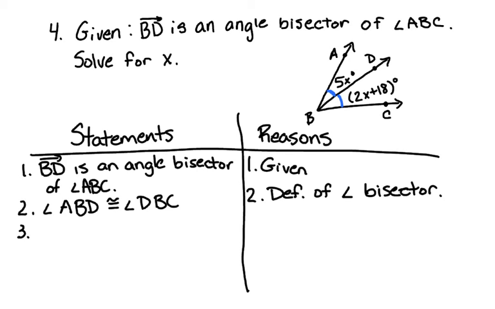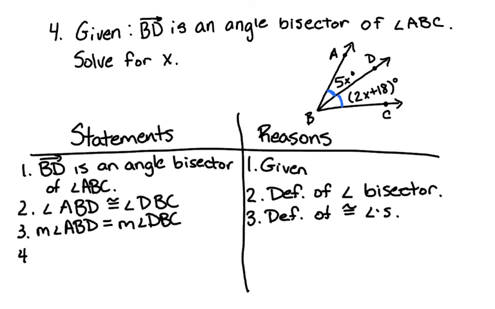Okay, now to go from a congruent statement to an equal statement, I'm going to say that the measurement of angle ABD is equal to the measurement of angle DBC. And remember, going from congruence to equal or equal to congruence, that is using the definition of congruent angles, and this time angles. Okay, 4. What we are going to use here is the information that you see in the diagram. The measurement of ABD is this right here, 5x. And the measurement of DBC is this right here.